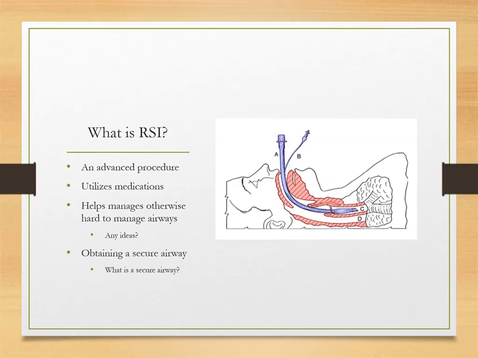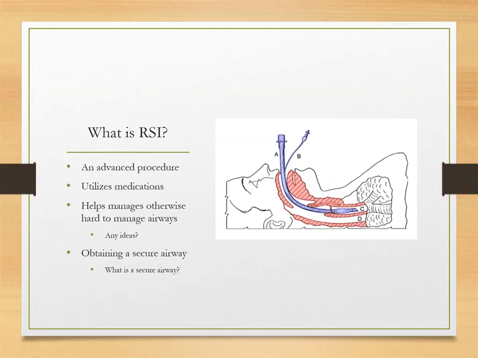What is RSI? Rapid sequence intubation. This is an advanced procedure because, A, we're going to be intubating our patient, which is an advanced procedure in itself. But B, we're going to be utilizing medications to paralyze our patient so that we can intubate them. Our immediate concern with our patient is to have a patent airway and adequate oxygenation and ventilation. And by utilizing RSI, we're going to get those things.